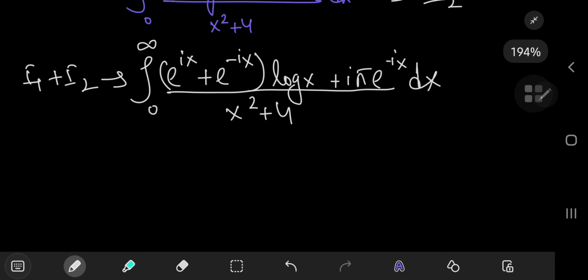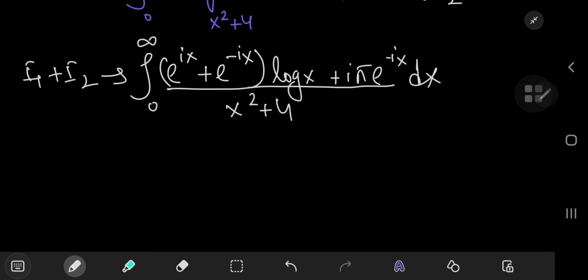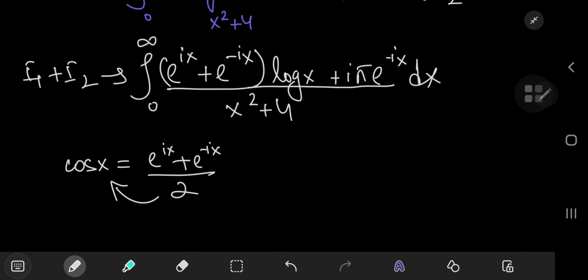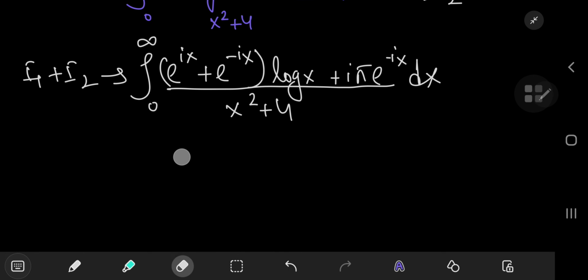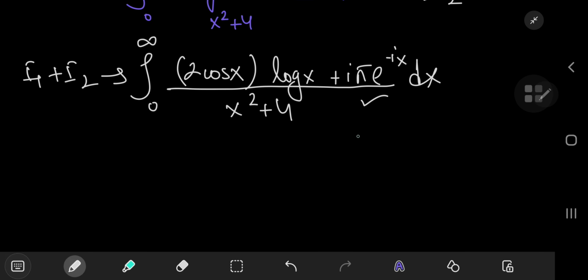And here, the sum of these two complex exponentials fits in quite nicely with the definition of the cosine function in complex analysis. So the cosine of x equals e to the i x plus e to the negative i x divided by 2. That means the sum of these two complex exponentials equals twice the cosine function. So this is awesome. We already have one of the terms we needed: twice the cosine of x times log x. And what about this term here?